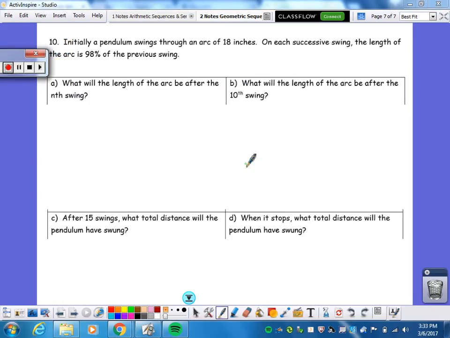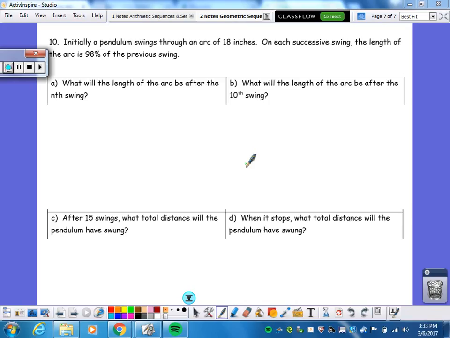Initially, a pendulum swings through an arc of 18 inches. On each successive swing, the length of the arc is 98% of the previous swing. What will the length of the arc be after the nth swing? So this problem's very slightly different. While we start at 18 inches, it's not including that as a swing.